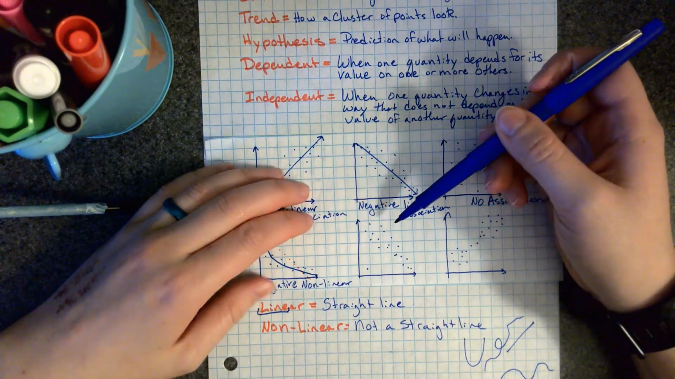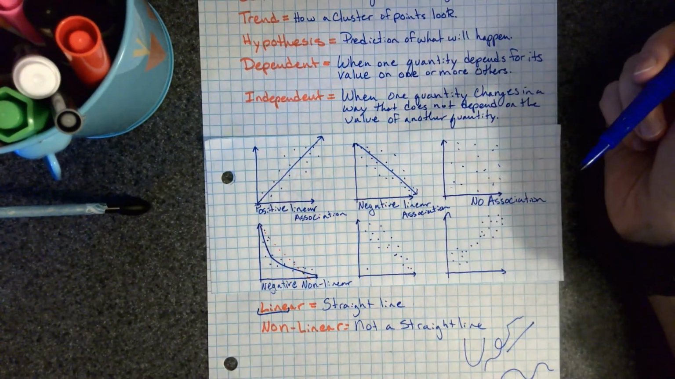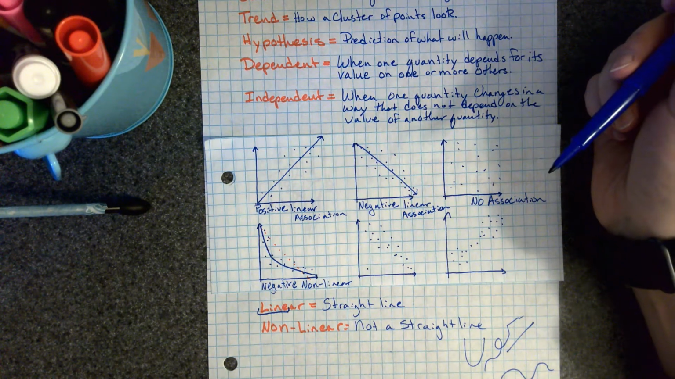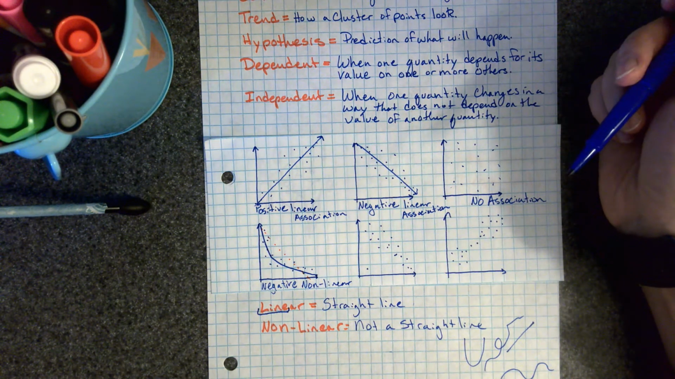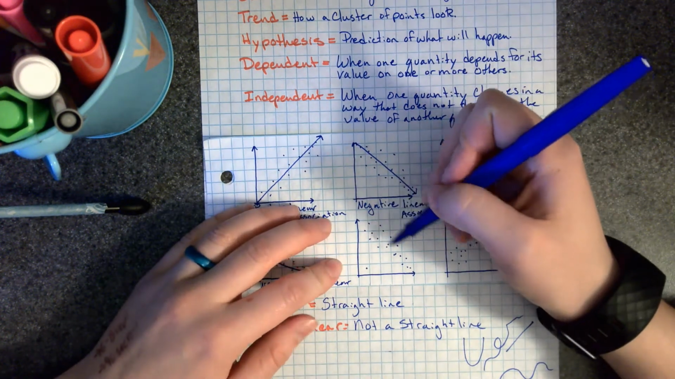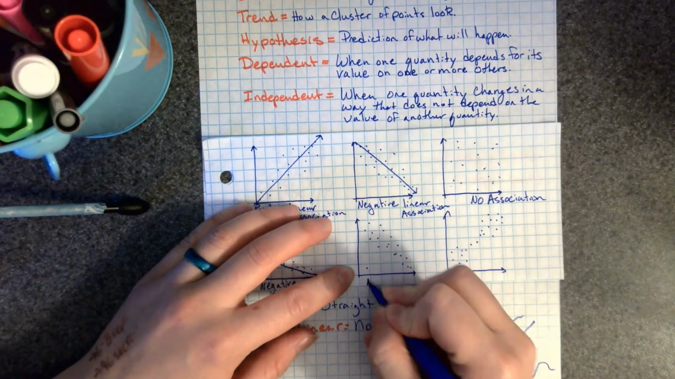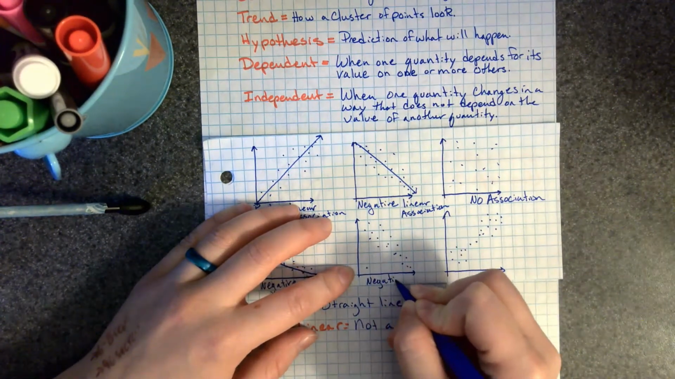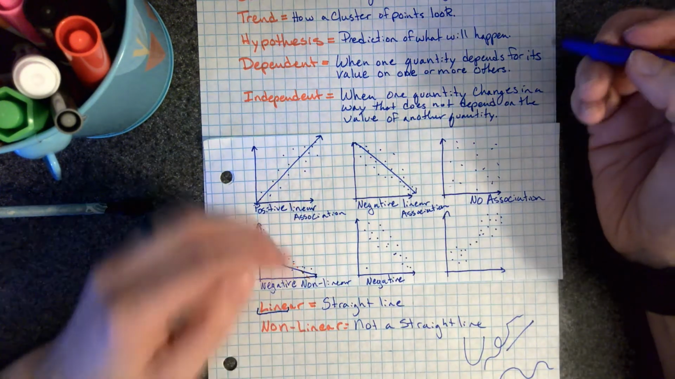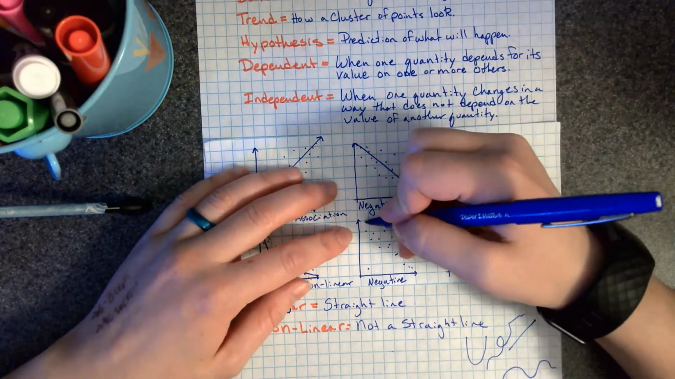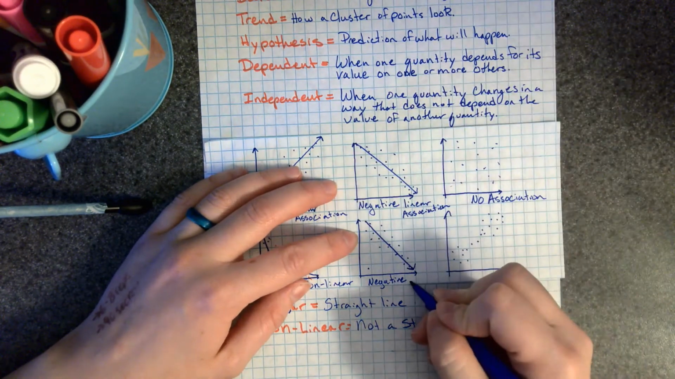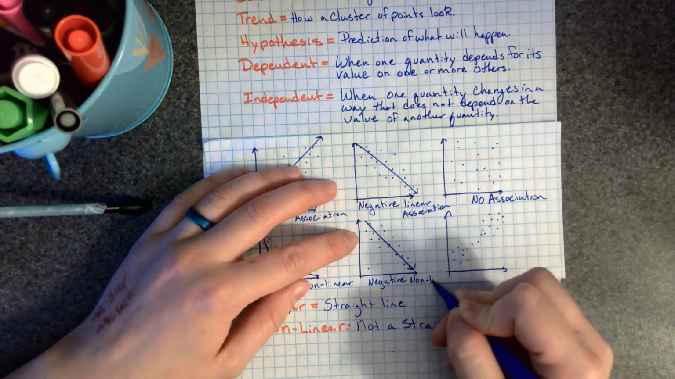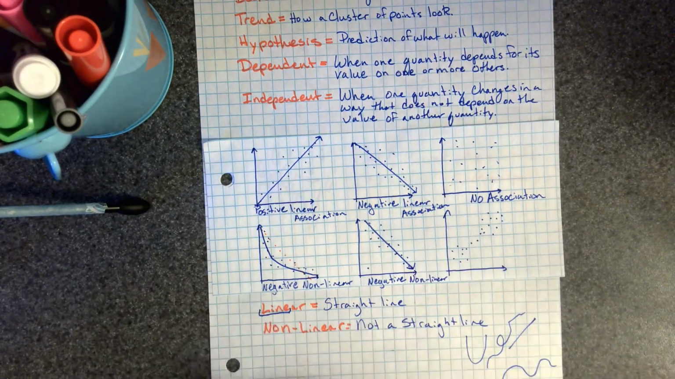Okay, on to our next one. What is the trend? Positive, negative, or no trend? If you said negative, you'd be correct. Again, my dots appear to be going down. So this is a negative association. And then, just to save on time, I can draw a line straight through the middle of all my points. So this is a negative, non-linear association.